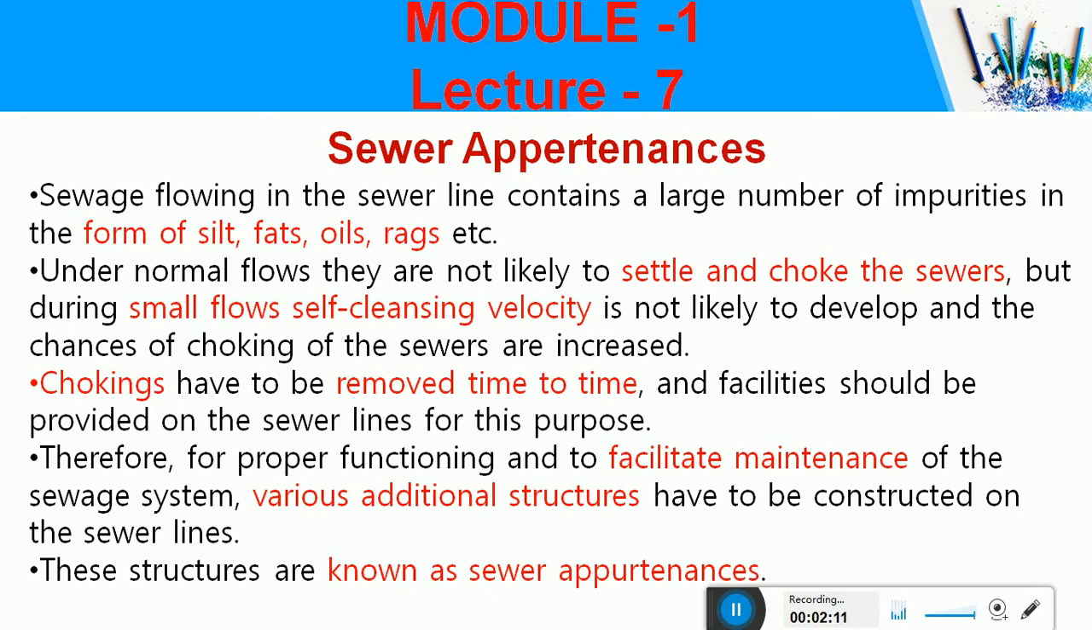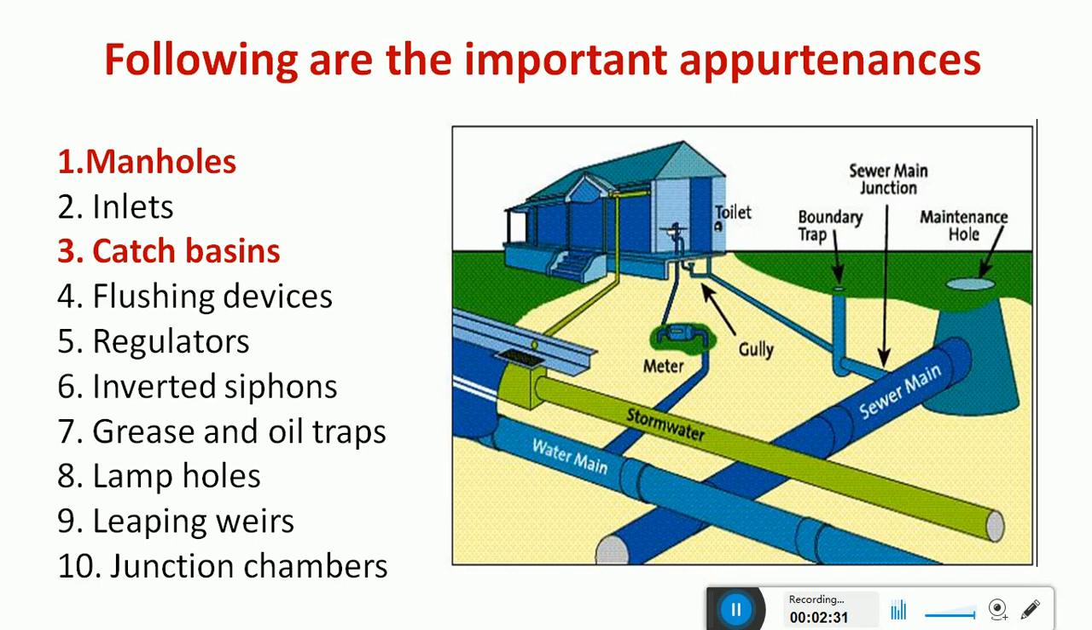Okay, so to facilitate and maintain all these things, we have different units, which we call sewer appurtenances. They have to be constructed along the lines of the sewerage system. So these structures are called sewer appurtenances. So what are these sewer appurtenances?